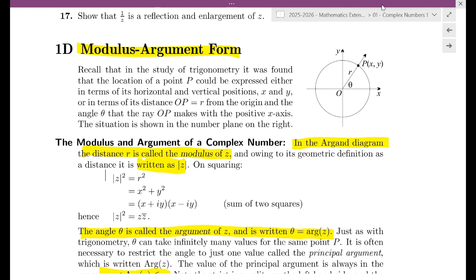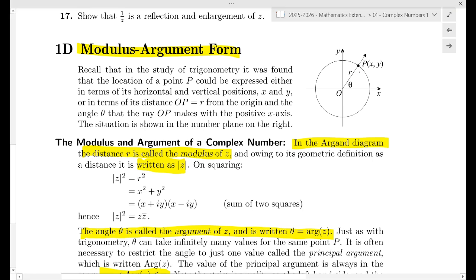However, there is another way we can do this. The way we're going to do it is the Mod Arg form, or the modulus and argument of a complex number. So modulus is the distance. If you thought about this as a triangle, it would be the hypotenuse of the triangle, or the radius of whatever circle you're ending up with.